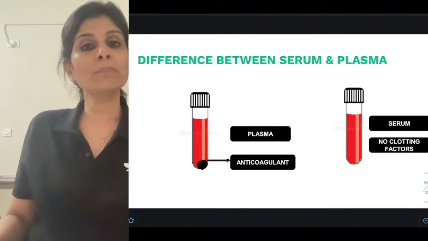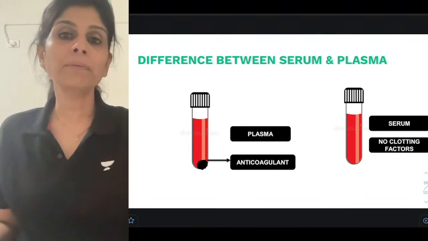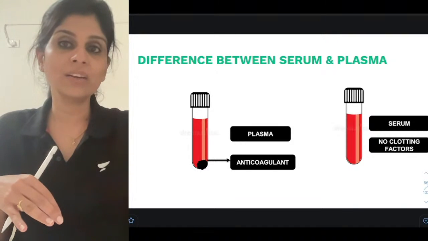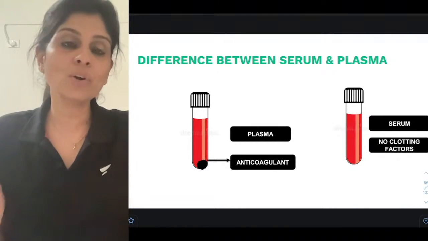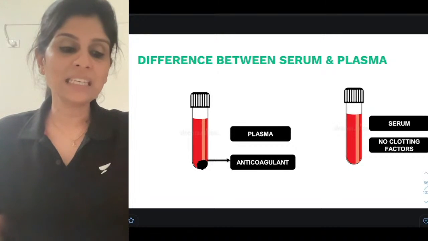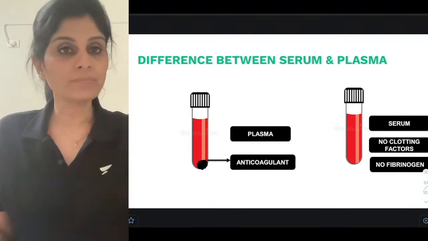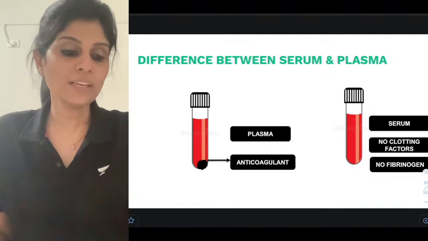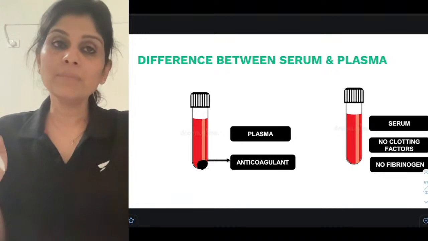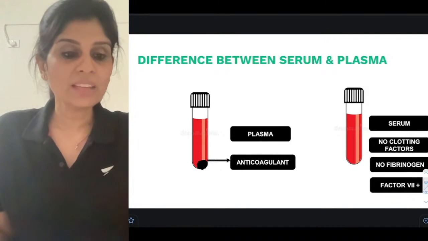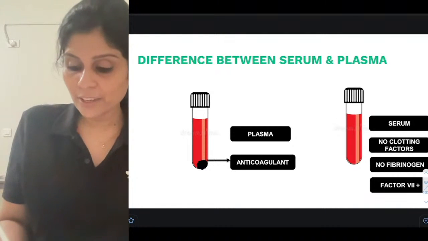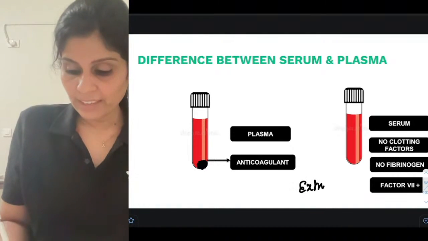So what is the difference between plasma and serum? Plasma separates after you place an anticoagulant. Serum separates after clotting. So serum does not have clotting factors. So serum does not have fibrinogen. Do you understand this? Still, serum has one clotting factor, which is factor 7. Why is it so? Because factor 7 is related to which pathway? Factor 7 is related to the extrinsic pathway.